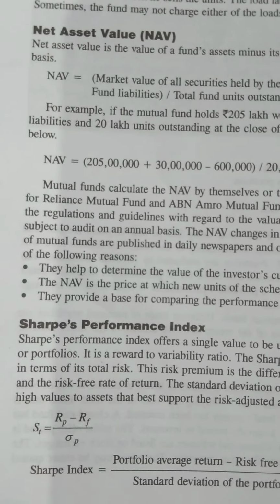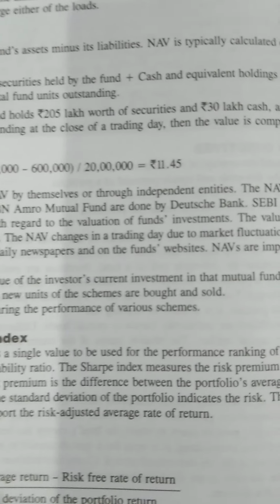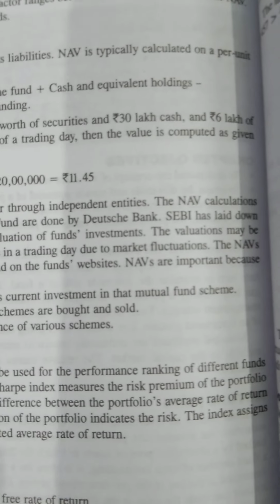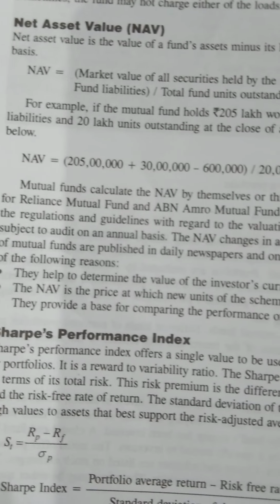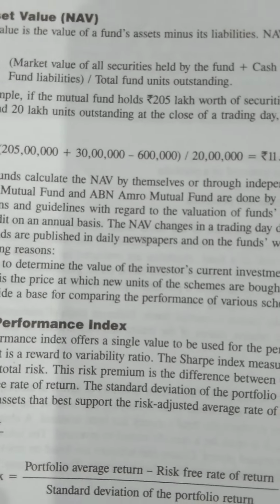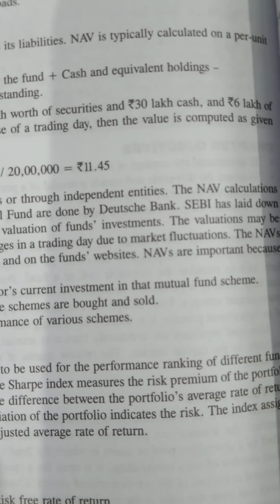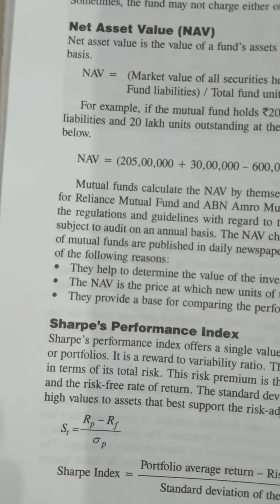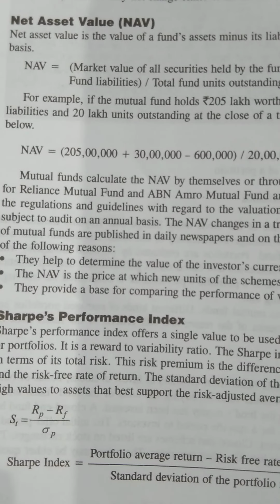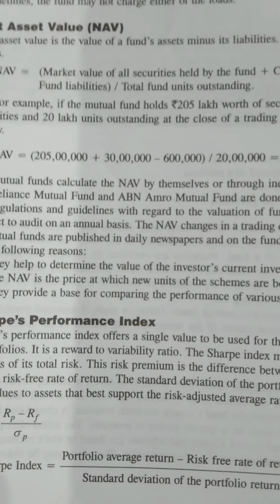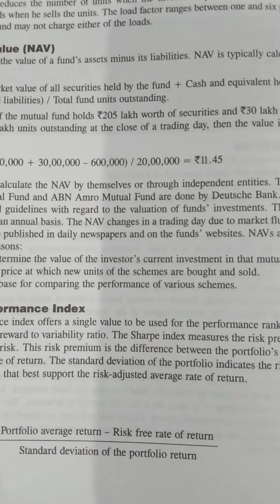As we look at the example, if a mutual fund holds rupees 205 lakh worth of securities and 30 lakhs cash and rupees 6 lakhs of liabilities and 20 lakh units outstanding at the close of a trading day, then the NAV is computed as given below. NAV equals 205 lakh plus 30 lakhs minus 6 lakh, divided by 20 lakhs, that equals 11.45.